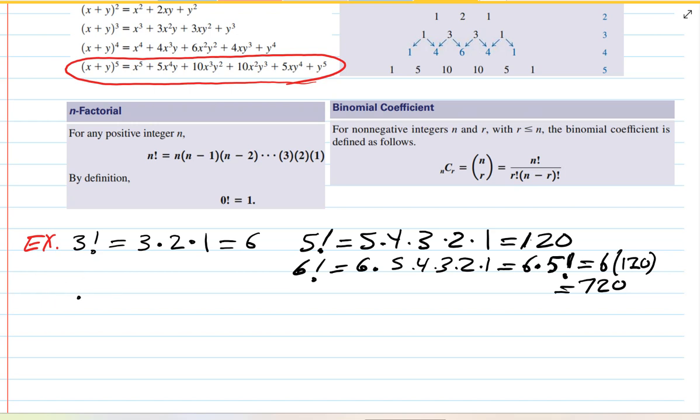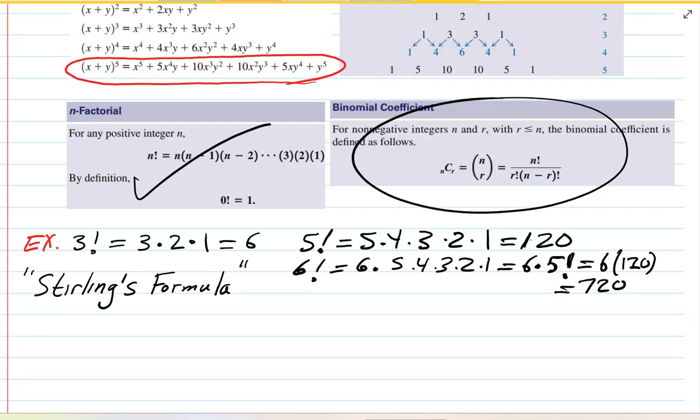For large factorials, by the way, there is a way to approximate them. The approximation is done using Stirling's formula. I just put the proverbial bug in your ear, Stirling's formula. You can again Google this one and see how it works. Stirling's formula is for approximating large factorials beyond the capacity of our calculators. Okay, so now that we've talked about factorials, let's talk about the binomial coefficient.